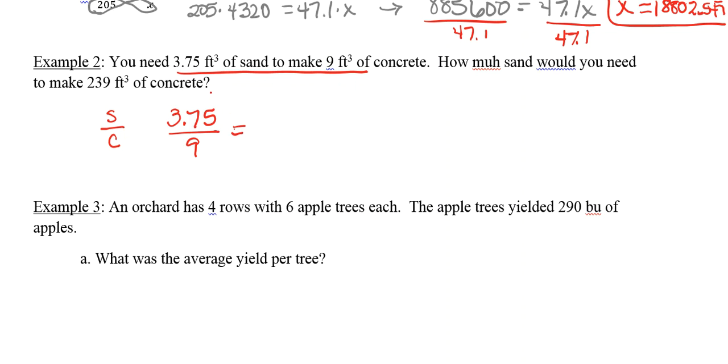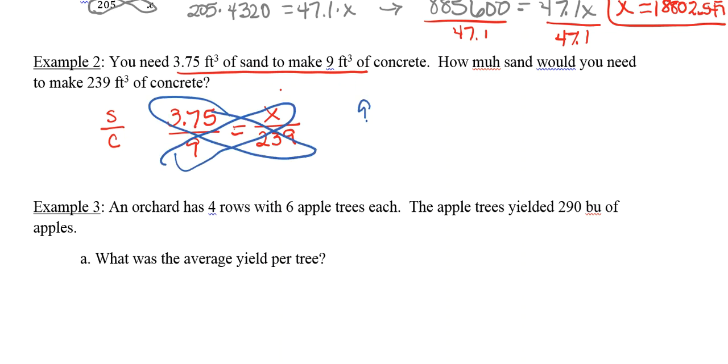Now how much sand would I need to make 239 concrete? The concrete is the C, so that's the bottom number. And I'm looking for the sand, which is the top number. So now that I have it set up, I'm going to cross multiply. 9x equals 3.75 times 239. I get 896.25. Go ahead and divide that by 9.